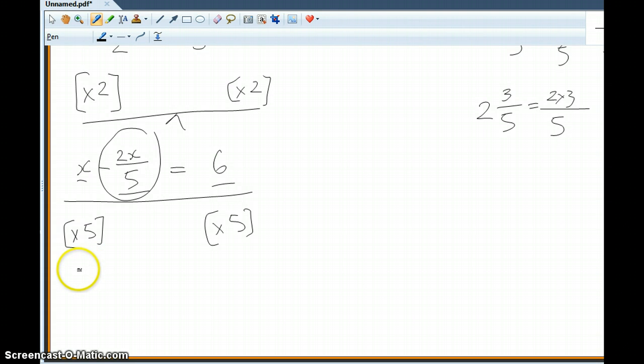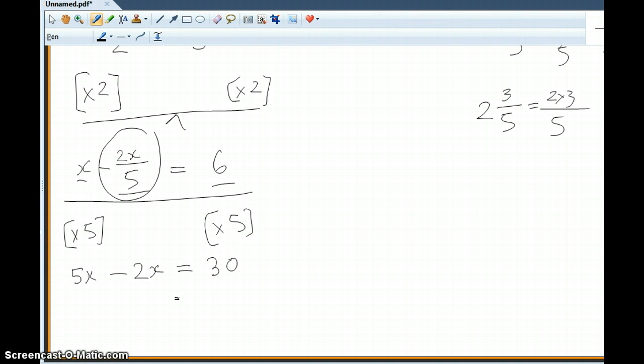Okay, let's do it. 5 times x. 5 times minus 2x over 5. Answer? Yes, minus 10x over 5. But if I simplify it, it comes to minus 2x. The 5's cancel each other out, and hence is why I multiplied everything by 5. 6 times 5? 30.